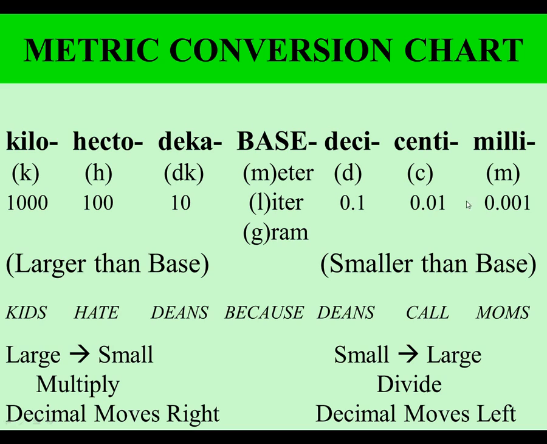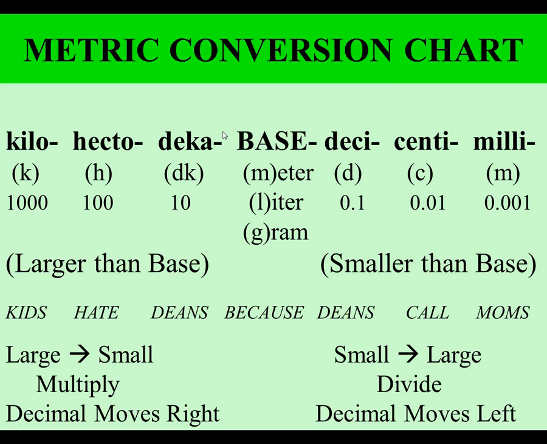Now, if we're starting on the edge, as you can see here on the bottom, it says decimal moves to the left. So if we're in the milli, and we want to go over to the base unit, we would move over the exact number of positions that we move over. Now, if we're on kilo and we want to get to the base unit, we would go 1, 2, 3 spots. So if we had 1 kilo, we go 1, 2, 3. We move the decimal over 3 spots, and we have 1,000 meters.